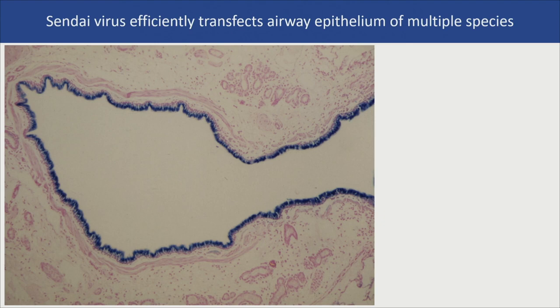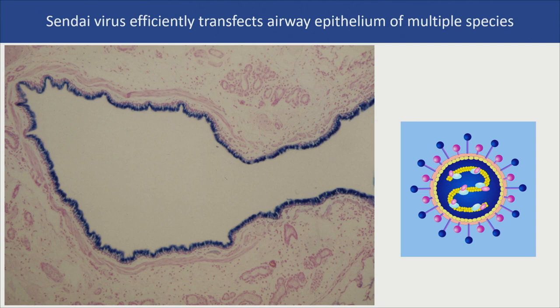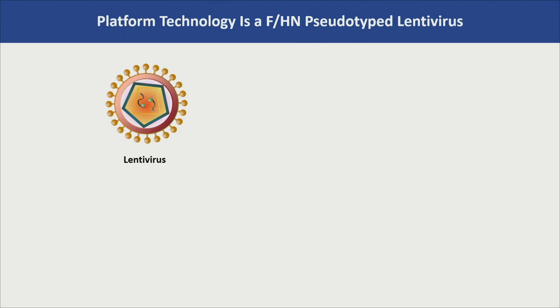Now, the reason this is so good is because Sendai looks like this, and it has these proteins on the surface called F and HN proteins, and those proteins respectively link to cholesterol and sialic acid receptors, and those are present on the airway epithelium. So the Dumbledore magic that we need here is to retain that fantastic transfection efficiency, but we need a viral vector that can be repeatedly administered.